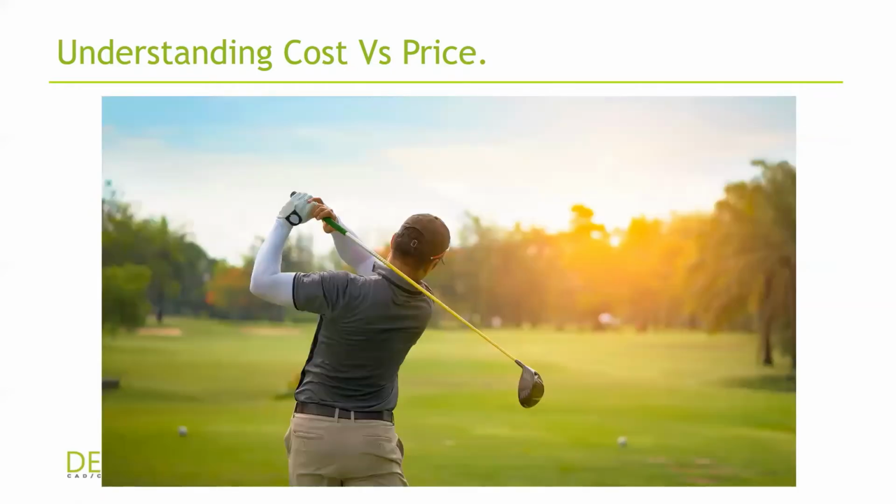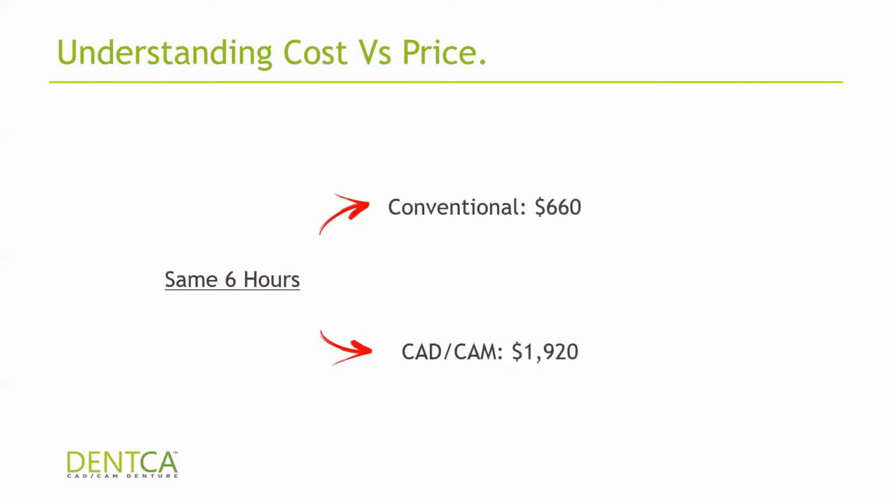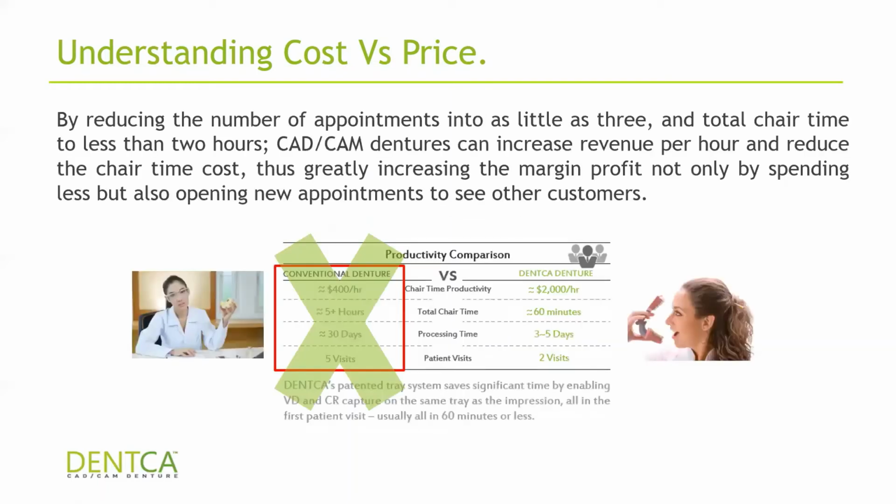Nobody's judging, really. So in the same 6 hours, you can make $660 with conventional, or you can make 3 dentures that are going to net you each $640. That is going to be a total of $1,920. So now do you see what I mean? Your profit per hour is a lot different, and your chair time productivity is a lot different with digital than it would be with conventional.